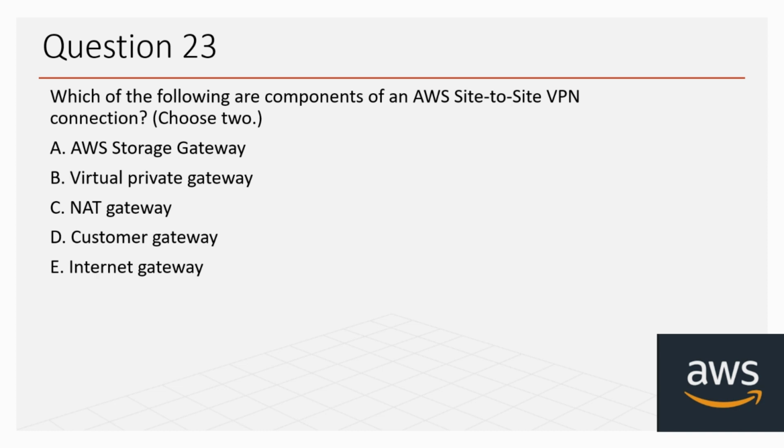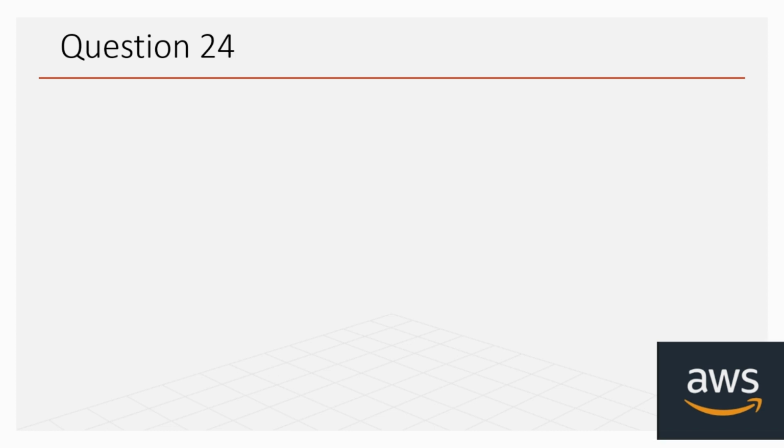Which of the following are components of an AWS site-to-site VPN connection? Your options are AWS Storage Gateway, Virtual Private Gateway, NAT Gateway, Customer Gateway, and Internet Gateway, and you have to choose two options. The correct answer is B and D, which is Virtual Private Gateway and Customer Gateway. Now let's move on to the next question.